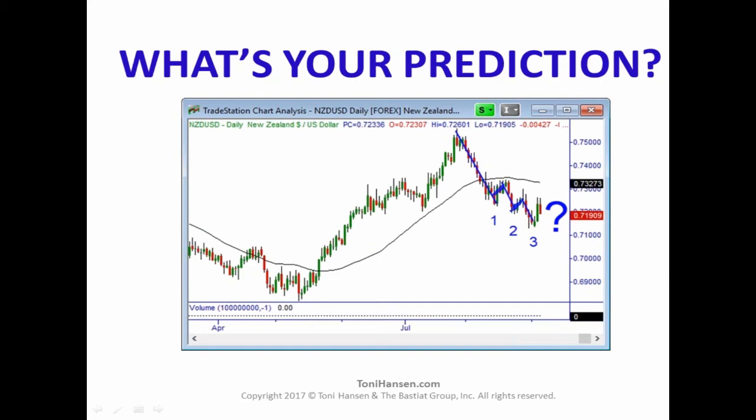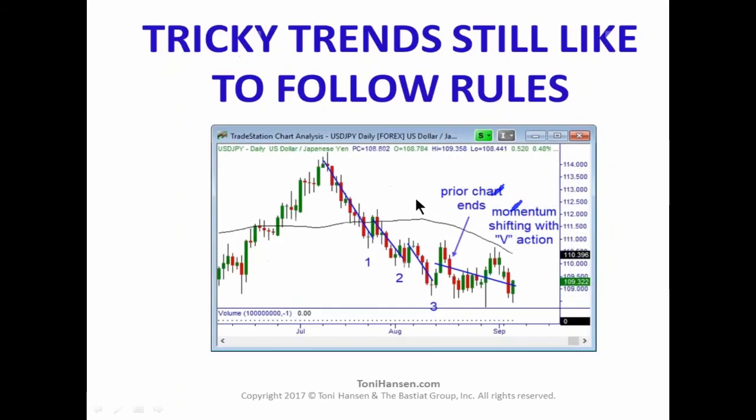I'll actually flip back to the previous slide. You guys can see it right here. Where we are at right now in the Kiwi is right about in here, where this is the type of action that we can possibly very easily start to see over the next week or two. It's most likely to be a choppier market environment.